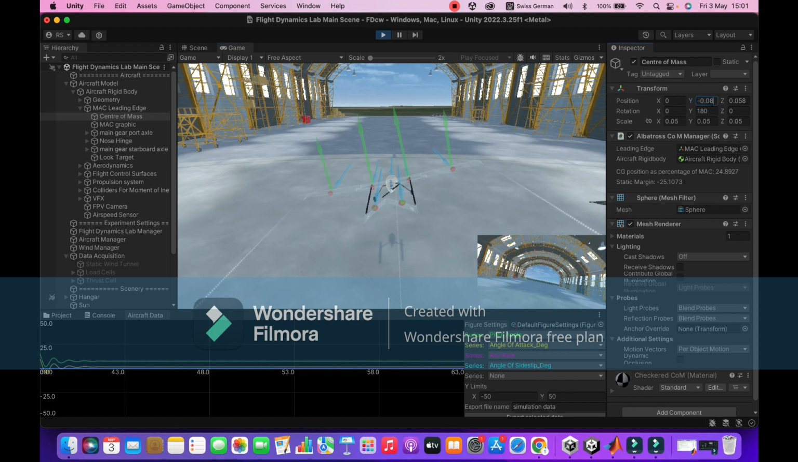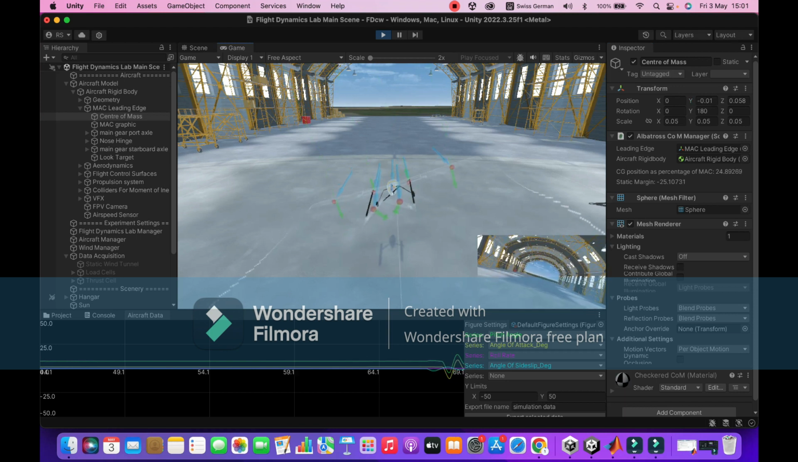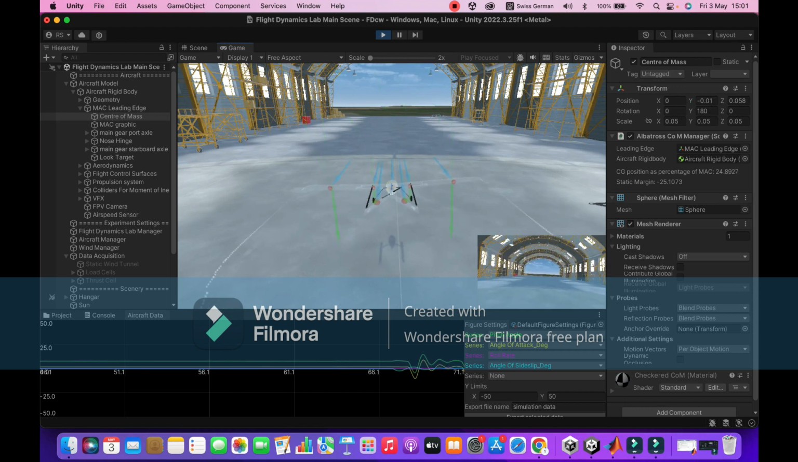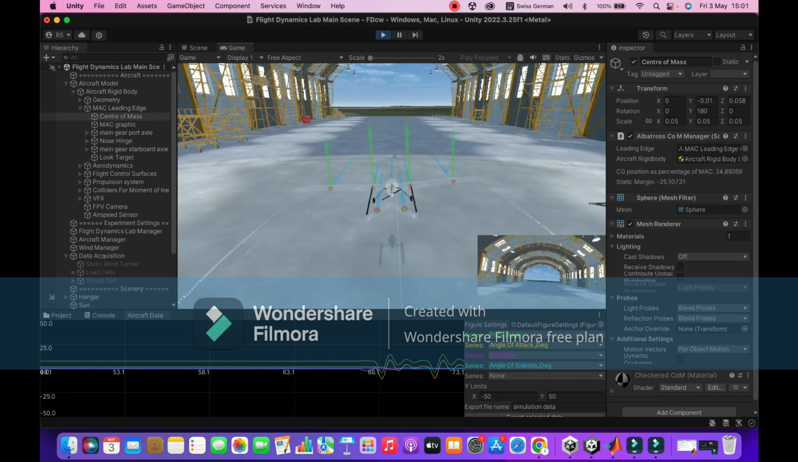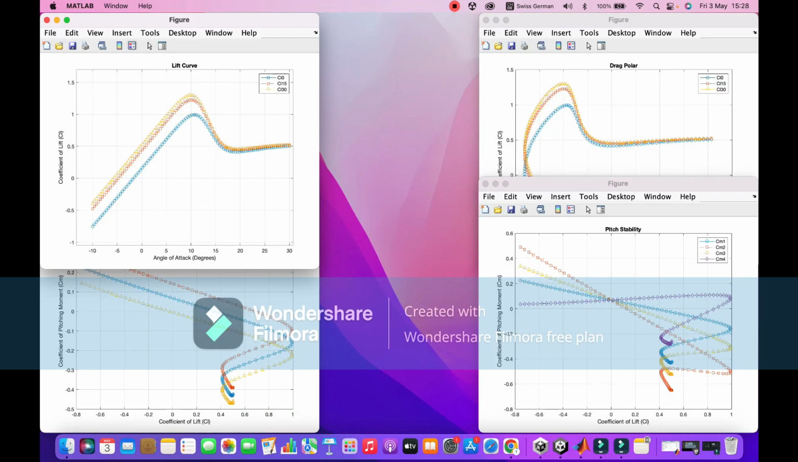And if I put the COM up to minus 0.01, we can see from the graphs that the aircraft becomes more oscillatory and we have more damping here. The data provided from the Albatross data file, the following 4 graphs are constructed.